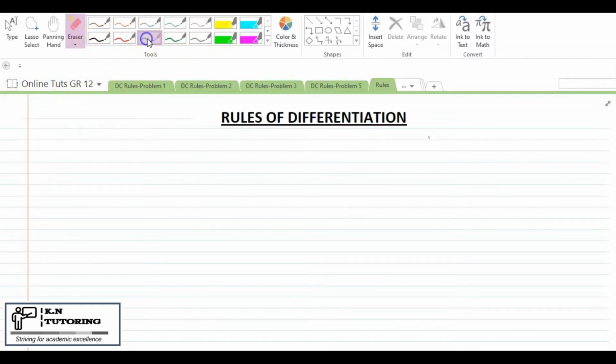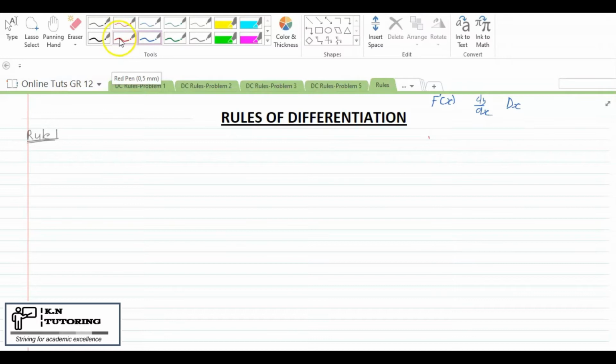Now let's start with the first rule. So I will say rule number 1. As I already said, we've got different notations, so let me write them here so that I don't forget. We've got f prime x, we've got dy/dx. I will show you all the rules using these so that you can start getting to see how we differentiate using different notation. They are not that different.